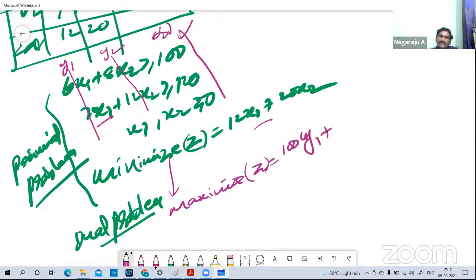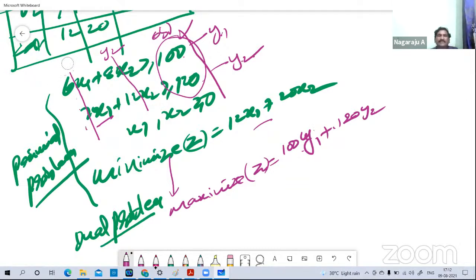100y1 plus 120y2. This is y1, this is y2. So 100y1 plus 120y2 is the objective function. It means that the constants only will be converted to the objective function. Next, coming to y1.